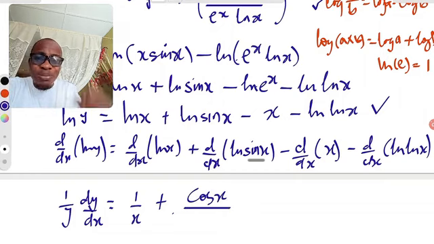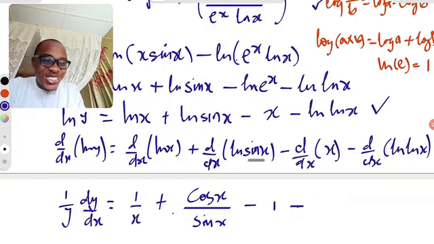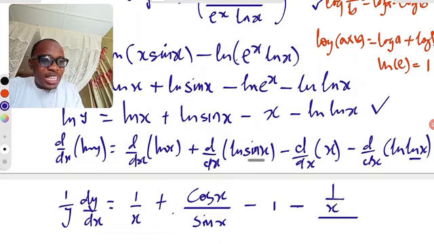Then you are going to divide it by the argument itself. The argument is sine x, so you have cos x over sine x. Now the same thing here, the derivative of x is 1. Do you understand? Then minus derivative of ln x. Look at what you are going to have here. You are going to differentiate ln x. That is 1 over x, then divided by the argument itself, which is ln x. So take note of that.